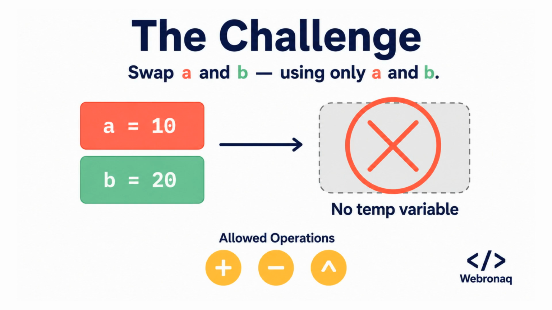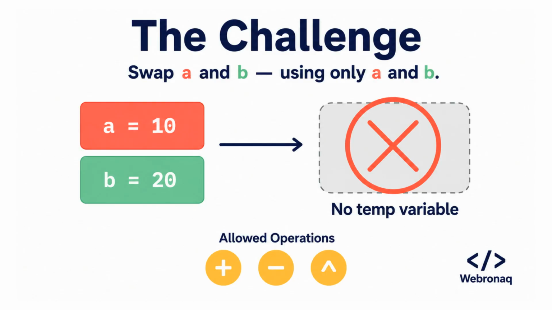So here's the challenge. We have a equal to 10 and b equal to 20. We want a to end up holding 20 and b to end up holding 10. But this time, no third variable, no temp, no backup, nothing. Just a and b doing all the work themselves. At first glance, this sounds impossible. The moment we overwrite one of them, the original value is gone, right?